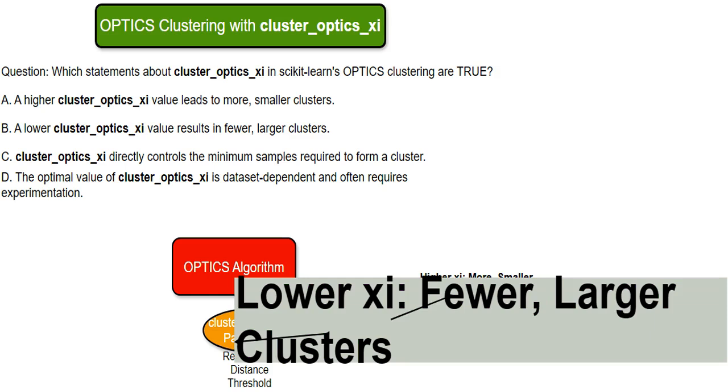When the cluster_optics_xi value, represented as xi here, is high, it sets a stricter threshold for reachability. Only points extremely close to each other will be considered as part of a single cluster. This leads to many small clusters being identified. Think of it like having a tiny sieve, only the tiniest particles will go through.